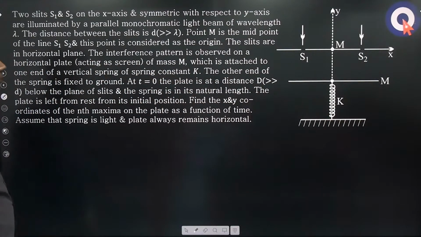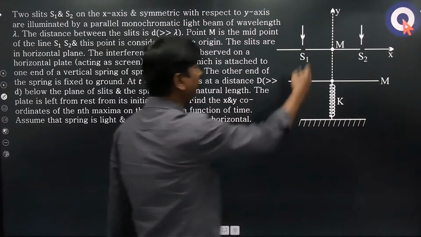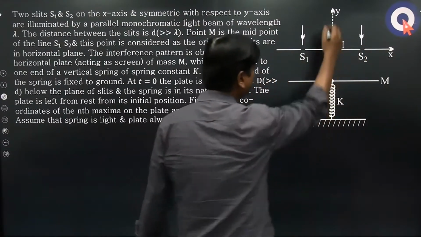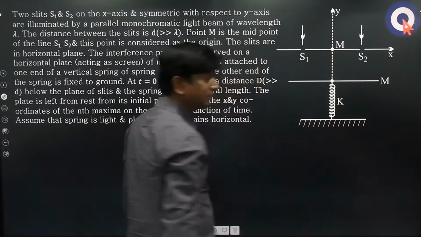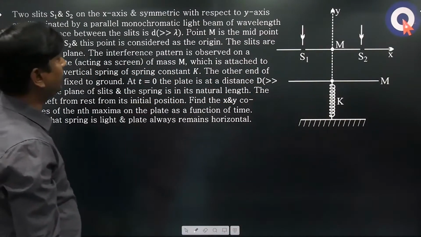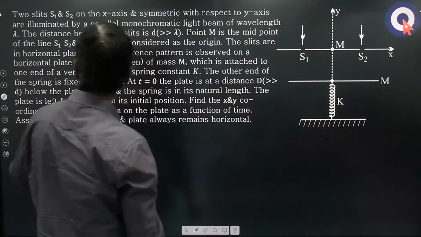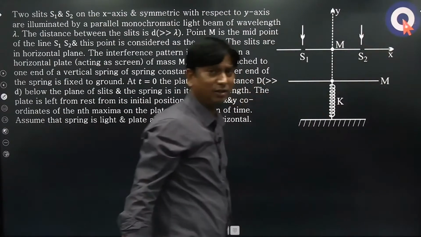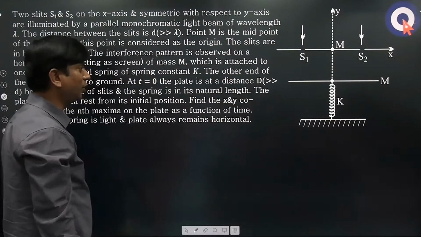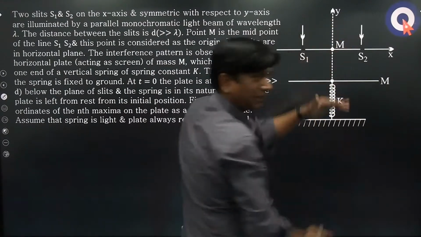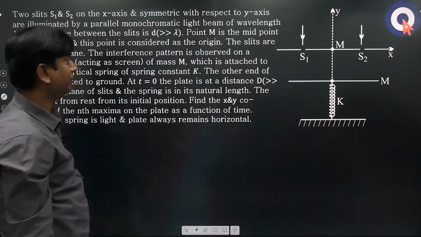on the x-axis and symmetric with respect to y-axis. So this is the y-axis that we have taken, this is the x-axis. So these are symmetric, of course, with respect to y-axis, equidistant, are illuminated by parallel monochromatic light beam of wavelength lambda. So this is illuminated with a monochromatic light of wavelength lambda. Okay. So just instead of giving YDSE like this, they have given like this. That's the only change.